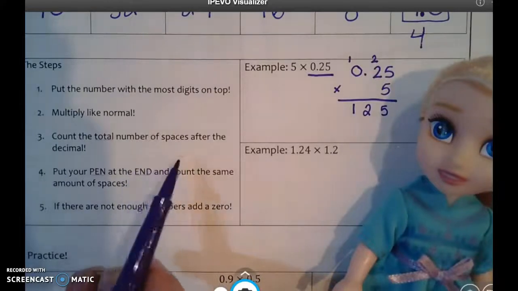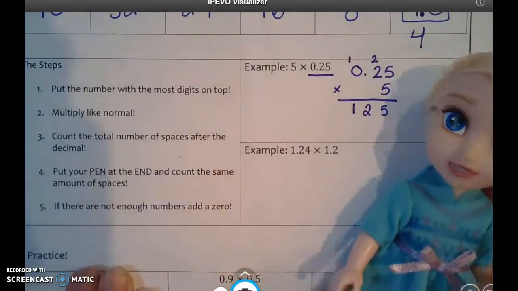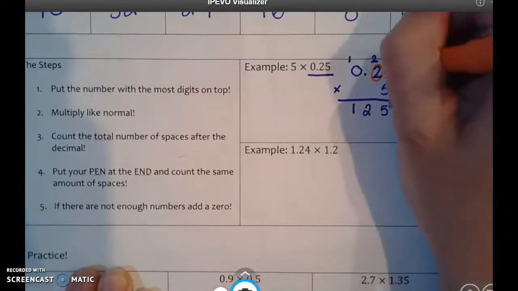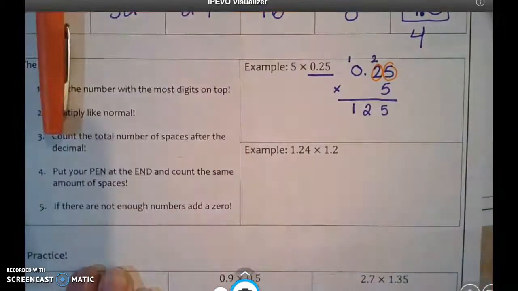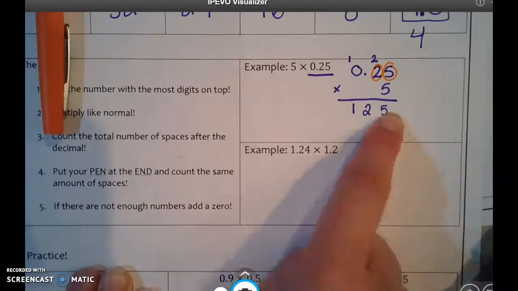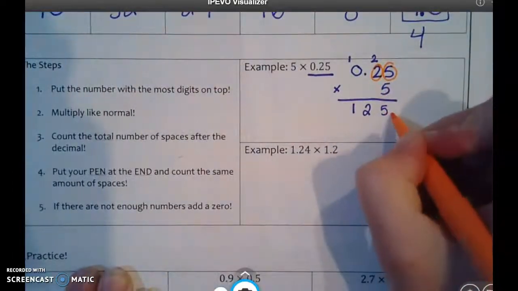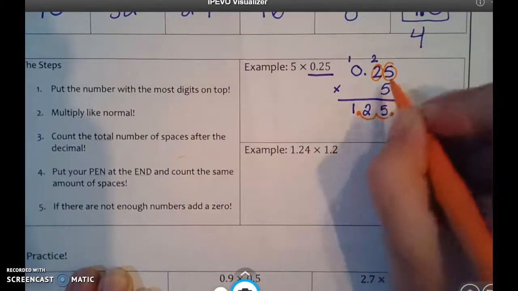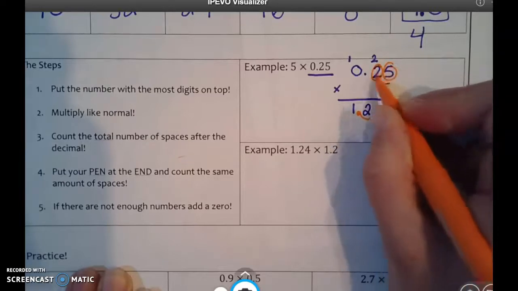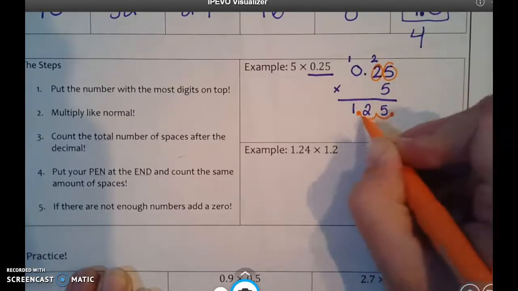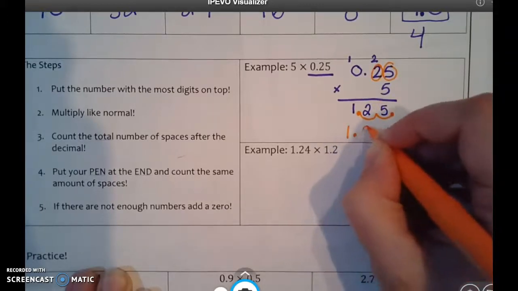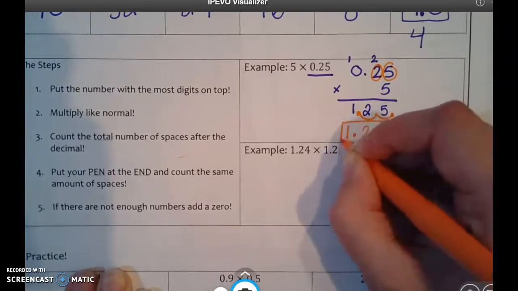Count the total number of spaces after the decimal. Well, great. Let's see how many spaces we have after our decimal. 1, 2. So, next step is put your pen at the end. Put your pen at the end and count the same number of spaces. 1, 2. So there's 2 numbers after my decimal in my question and 2 numbers after my decimal in the answer. So I get 1 and 25 hundredths, or 1.25.